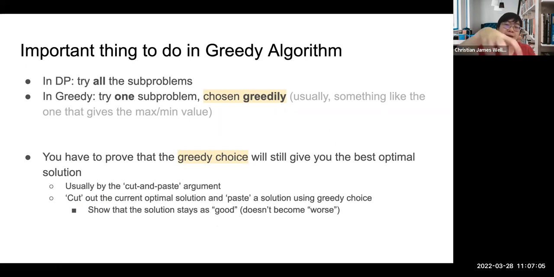But again, you imagine you have an optimal answer, take out part of it, and then put something made by the greedy choice, and then show that this solution stays either as good or doesn't become worse. Okay, so we'll see this later. Don't worry, this is just giving you a high level idea.